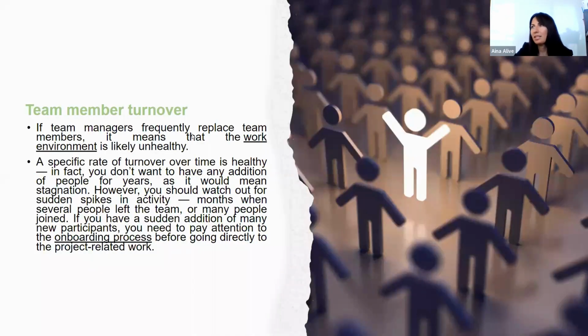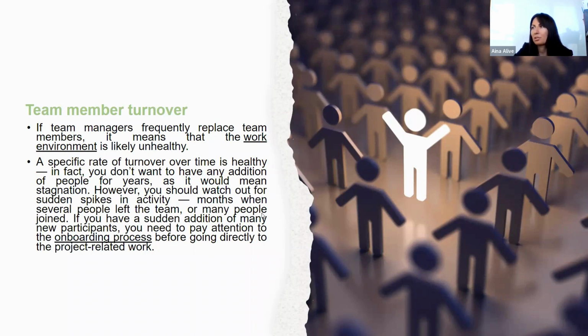Cool. So the last item I wanted to share is team member turnover, because it's also important to notice, even though it's more for HR to worry about. If team managers frequently replace team members, it means the work environment is likely unhealthy. A specific rate of turnover over time is in fact healthy, but if you don't have any change of people for years, it would mean stagnation.